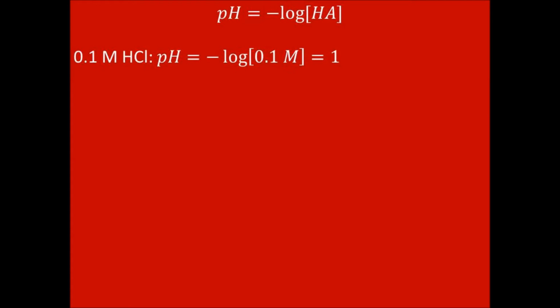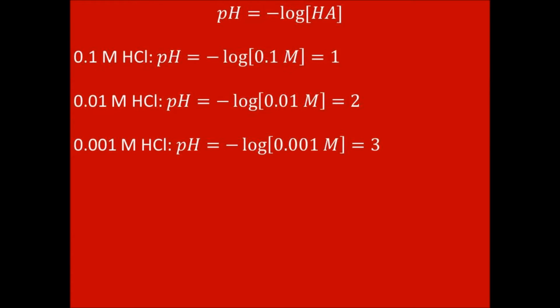For example, the pH of a 0.1 molar hydrochloric acid solution is the negative log of 0.1, in this case 1. If the concentration is 0.01 molar, the pH is 2. 0.001 molar hydrochloric acid has a pH of 3, and so on. You get the idea. So what happens if the acid is very dilute, say 10 to the negative 8 molar?